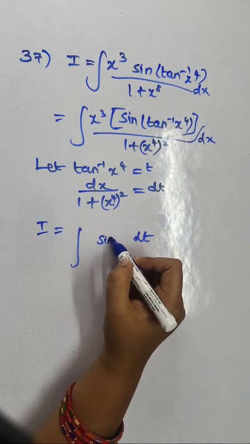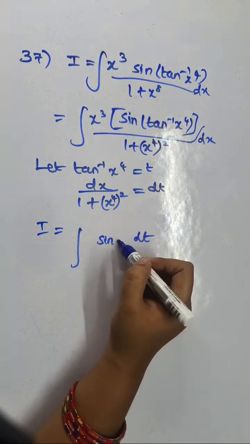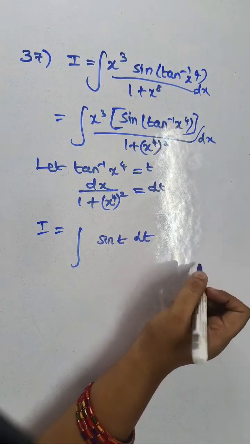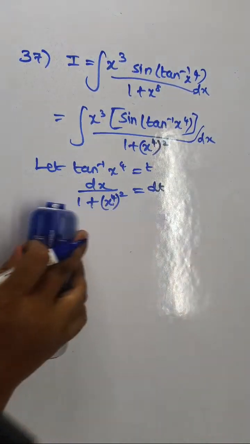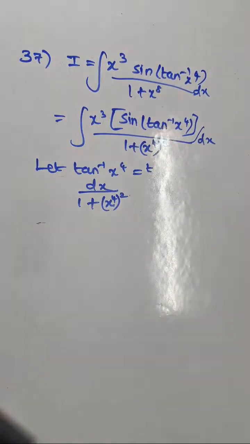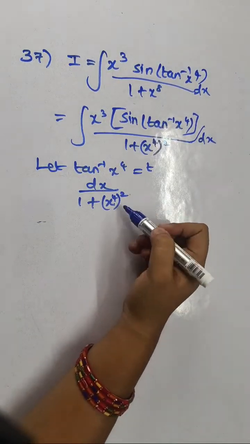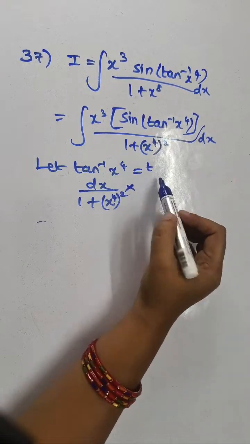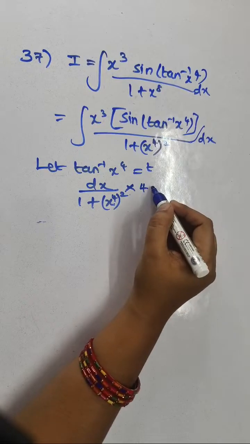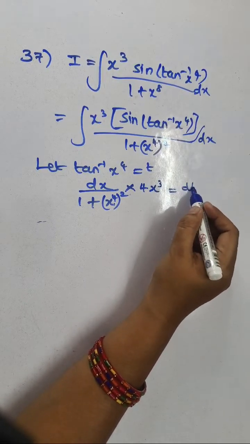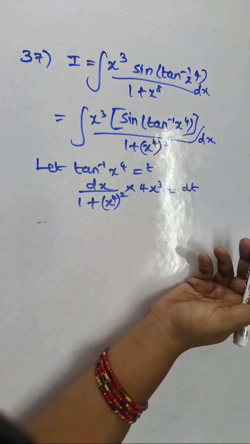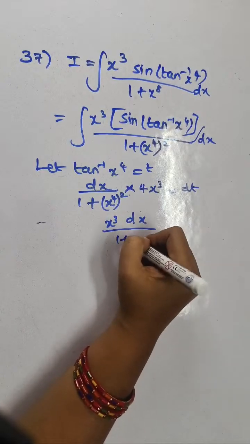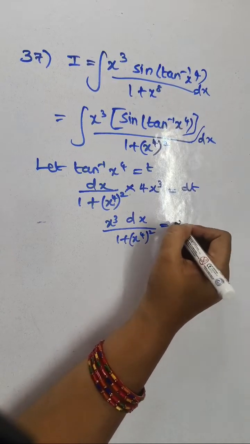And this can be written as sine tan inverse x power 4 as t. So sine t. And what can be done for x cube? Here I have missed one term, that is tan inverse x is 1 by 1 plus x square. But you have x power 4, isn't it? So after differentiating tan inverse, use the chain rule for x power 4, that is 4x cube equal to dt. And take this 4 to the right side. So that will become x cube dx by 1 plus x power 4 the whole power 2 equal to dt by 4.